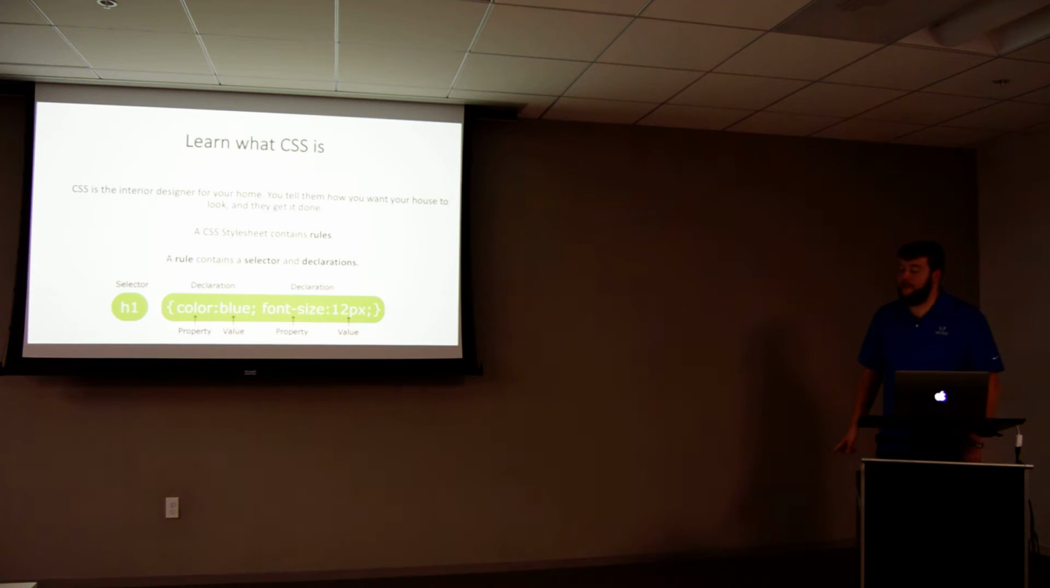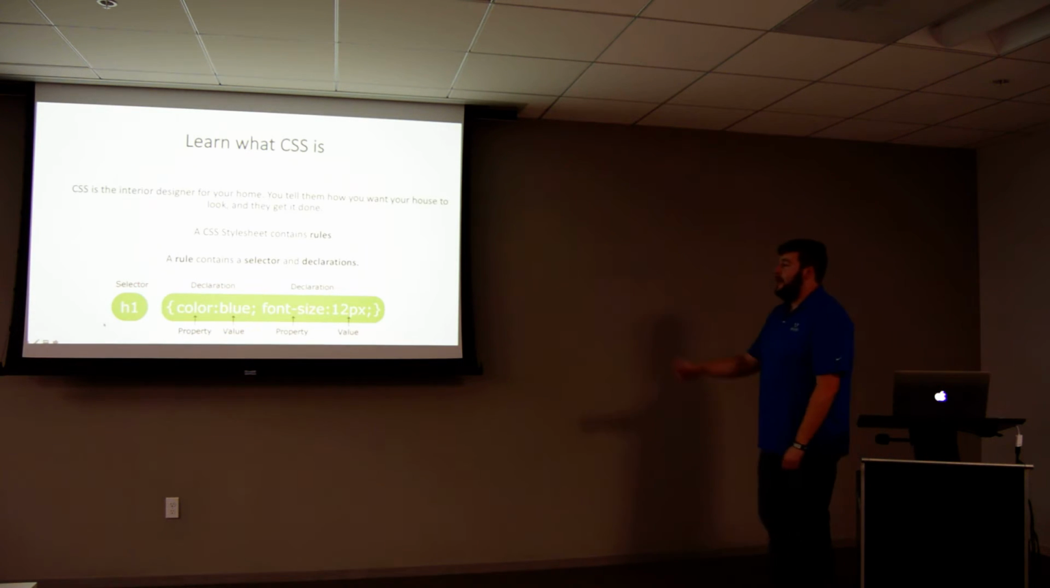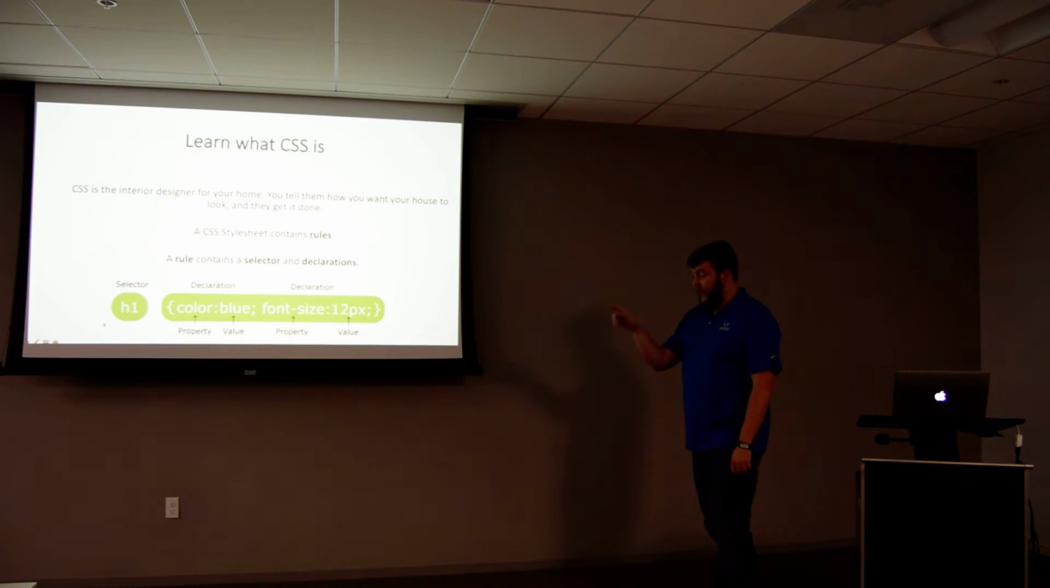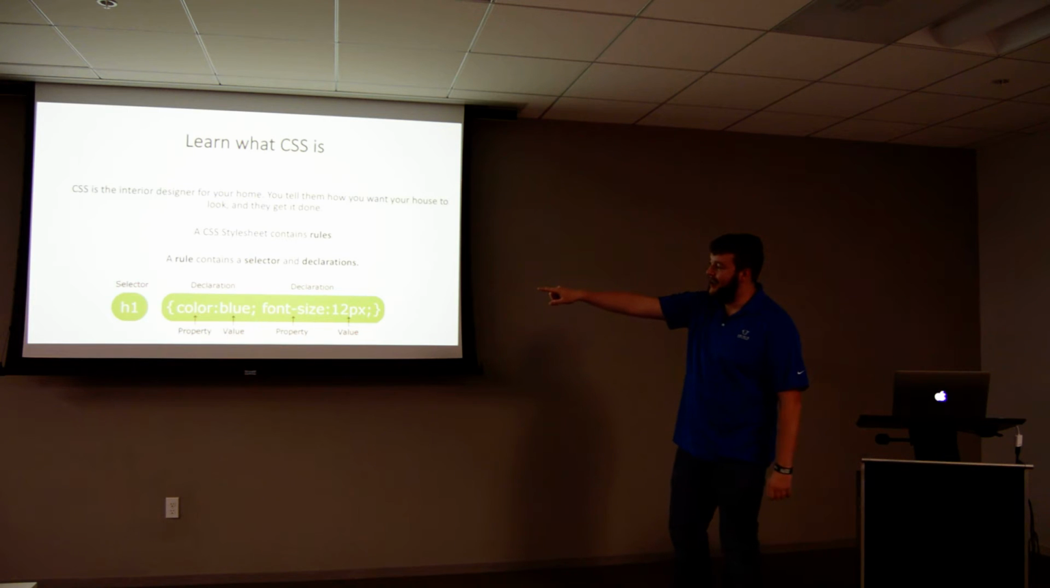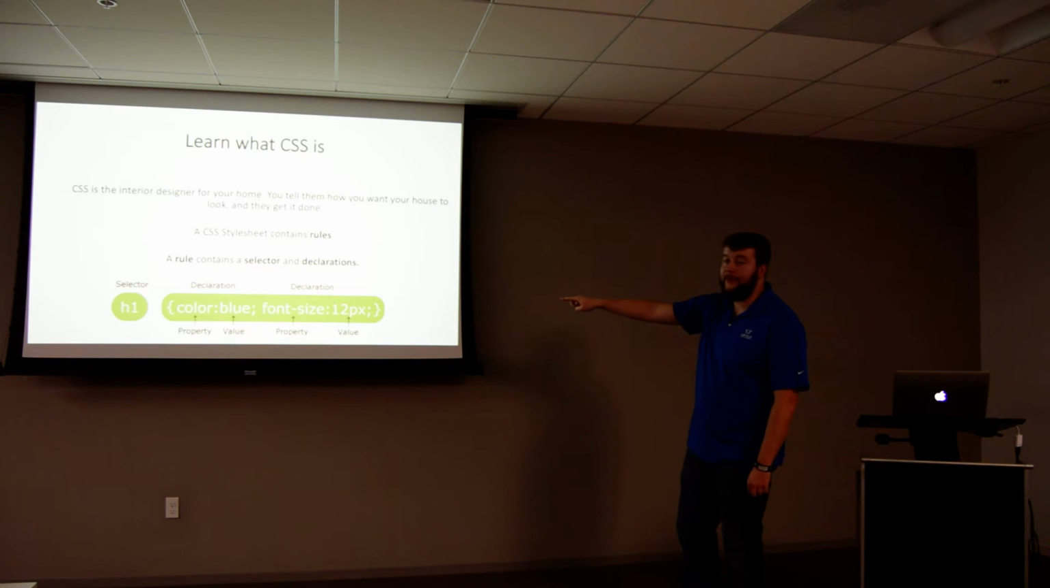So we can see here on the left, I used to have this fancy laser pointer on here, but I don't think I do anymore, so I'll just talk about it. On the left there we have the selector, and then we have the multiple declarations. And we have 2 declarations. What we're saying is, for every H1 element that appears on the page, the first declaration says that the color should be blue. And then the second declaration says that the font size should be 12 pixels. Does that make sense to everybody so far? Something you may have seen before? Pretty good.